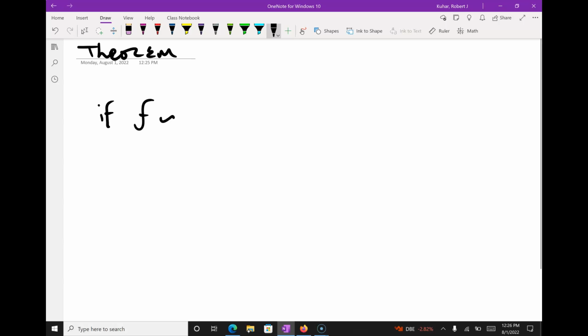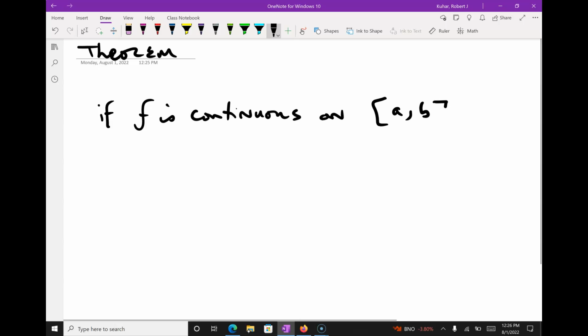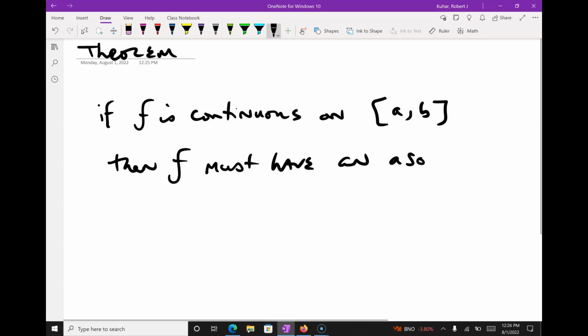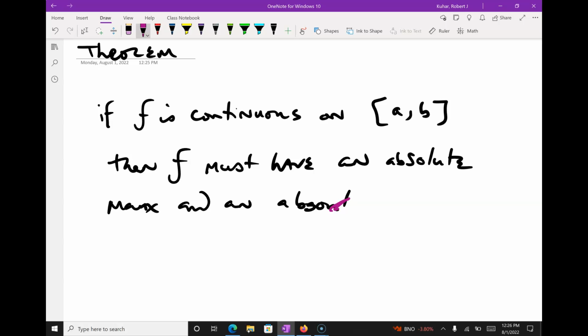If f is continuous on a closed interval [a, b], then f must have an absolute max and an absolute min. Special note, the max and min will happen at 2 possible locations.